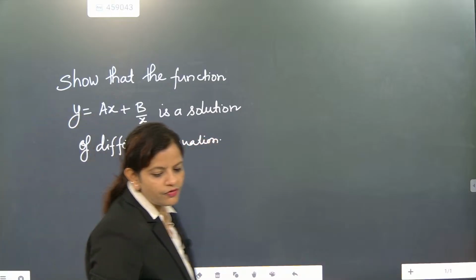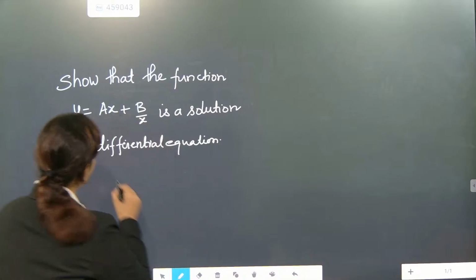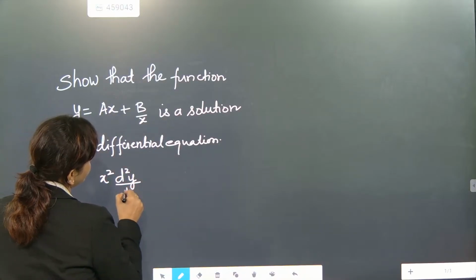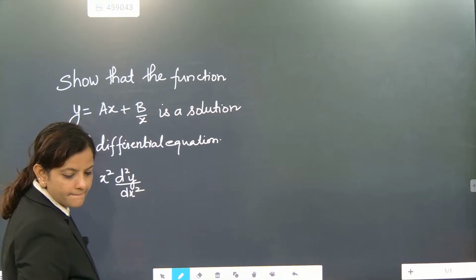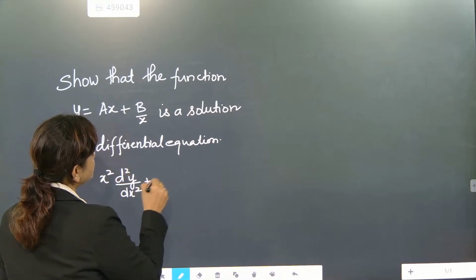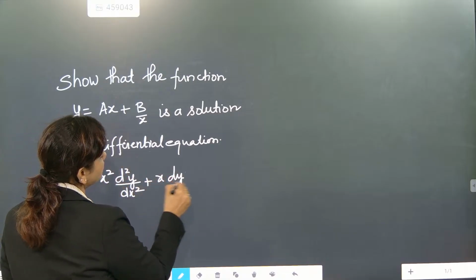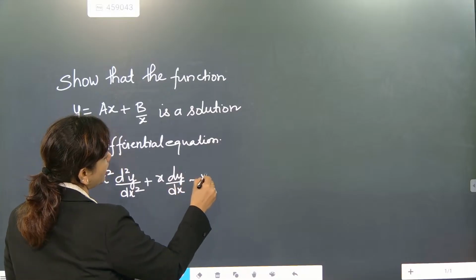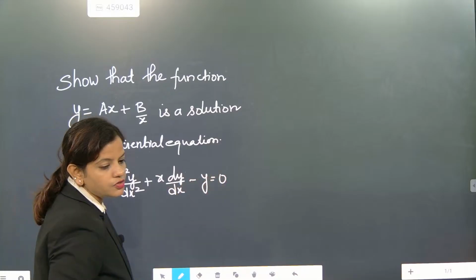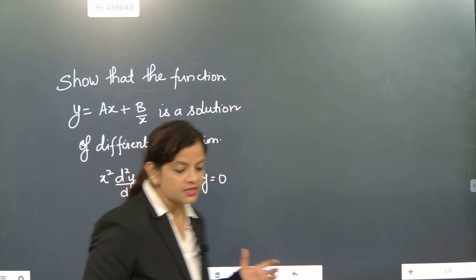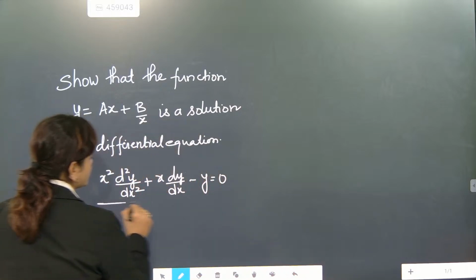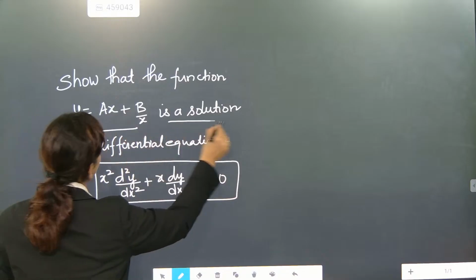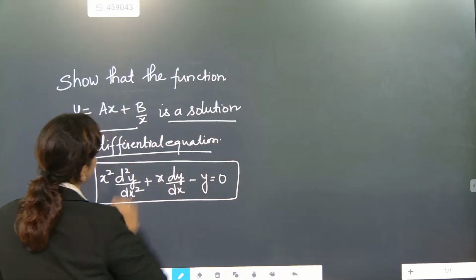x square d2y by dx square plus x dy by dx minus y equal to 0. So you have to prove that this is exactly the solution of the differential equation.